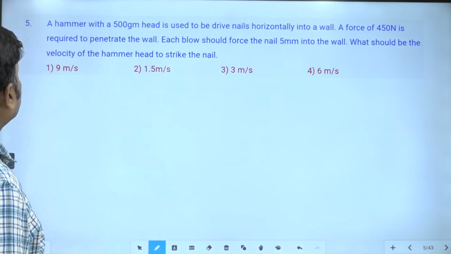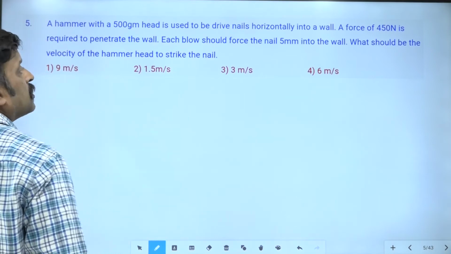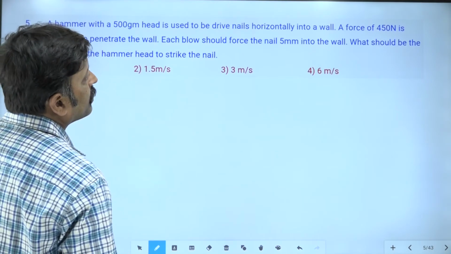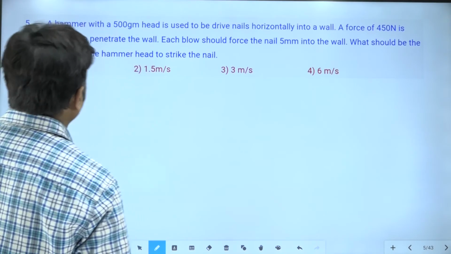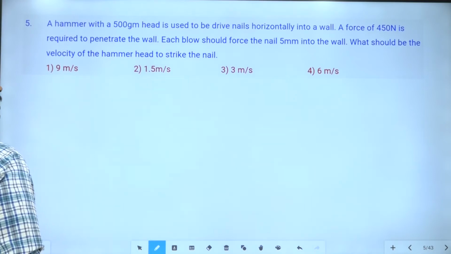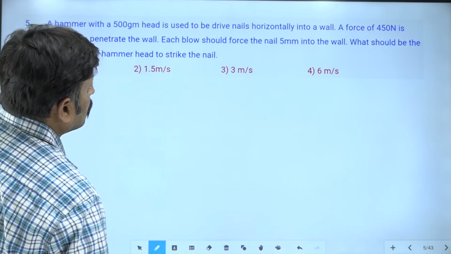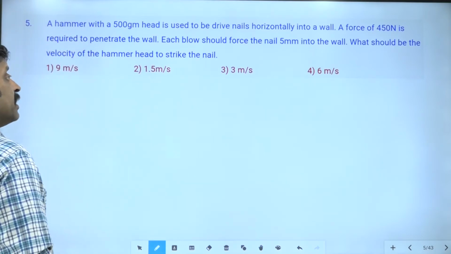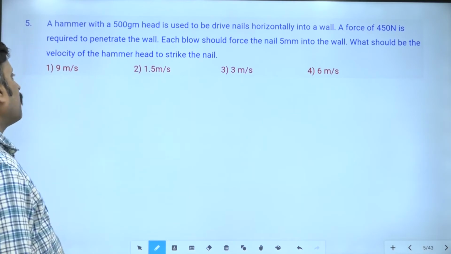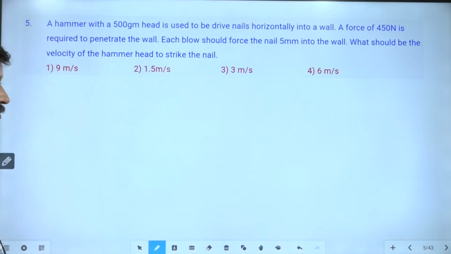A hammer with a 500-gram head is used to drive nails horizontally into a wall. A force of 450 Newton is required to penetrate the wall. Each blow should force the nail 5 millimeter into the wall. What should be the velocity of the hammer to strike the nail?